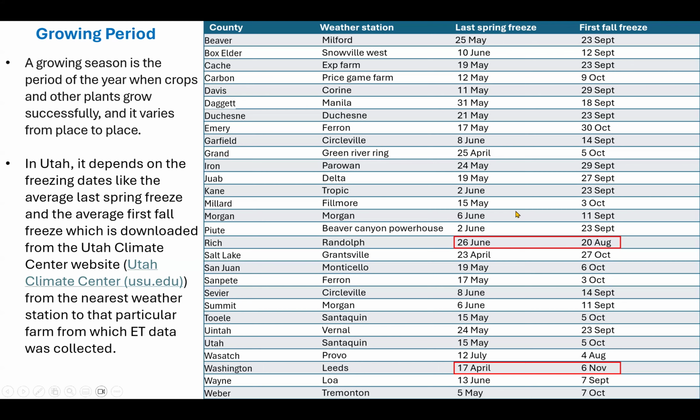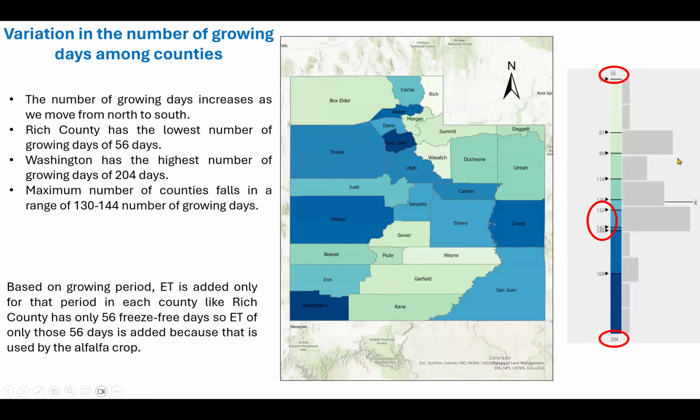Using that data, we can look at which county has the highest number of growing days and which county has the lowest number of growing days. As we move from north to south, there is an increase in the growing degree days. The lowest number of growing degree days is reported in Rich County, which is only 56 days of growing period. The maximum is for Washington County, which is 204 growing degree days. Most of our counties in Utah fall in a range of 130 to 144 growing degree days.